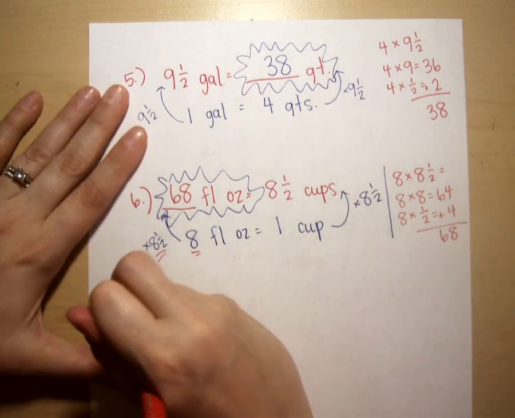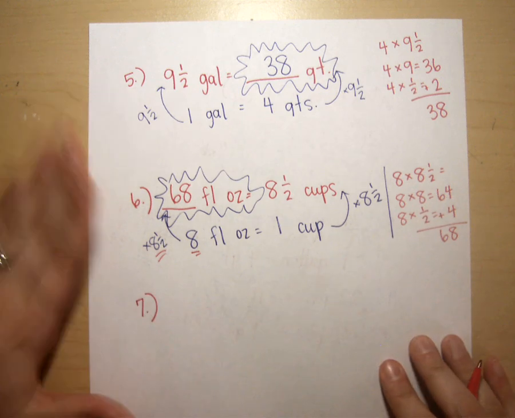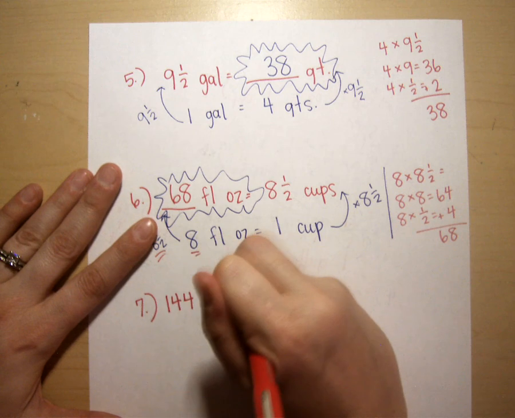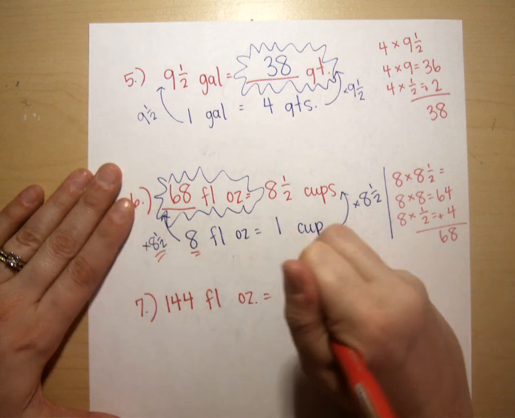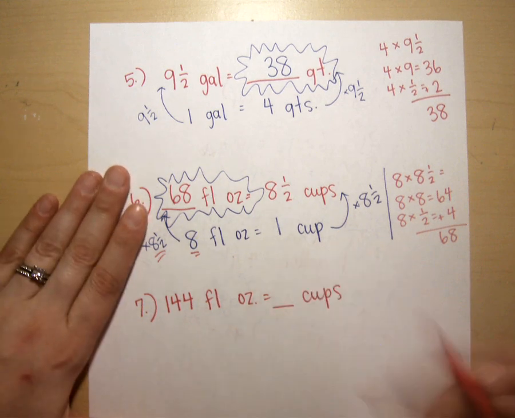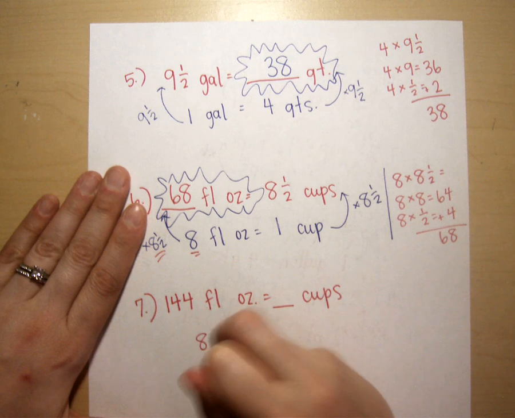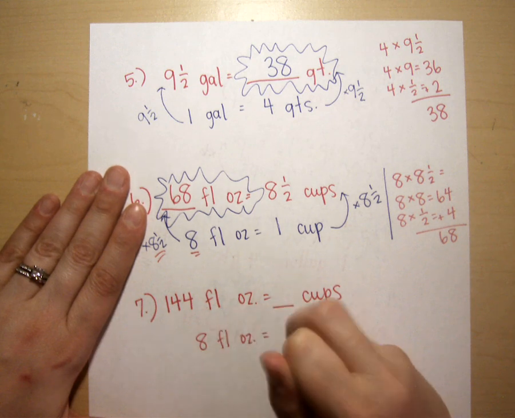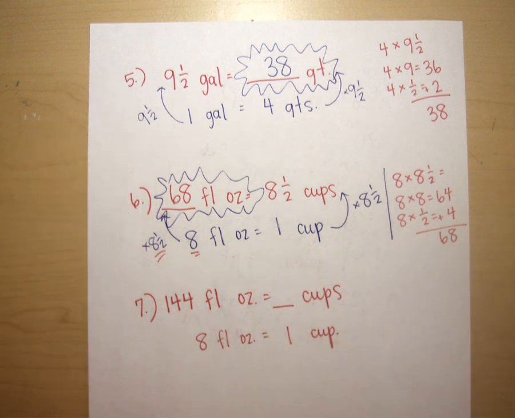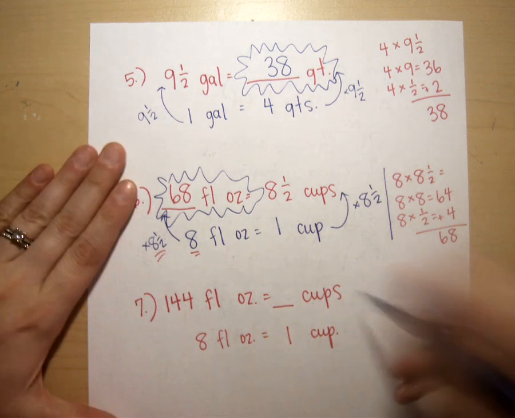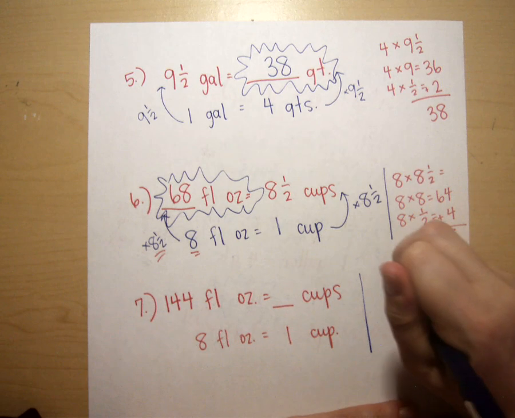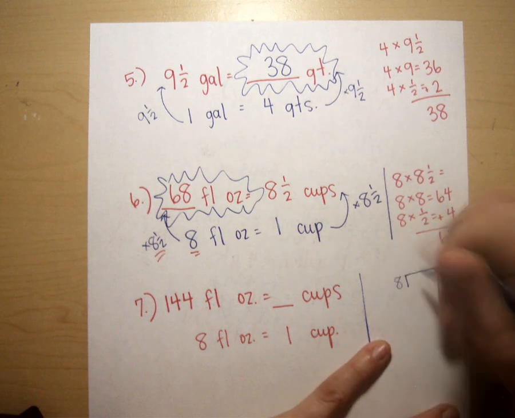Number 7, 144 fluid ounces equals how many cups? So for this one, we know that 8 fluid ounces equals 1 cup. And then this is where we're going to have to do a little bit of thinking here to figure out, well, how many times would I have to have 8 to get 144? So I'm going to do 8 divided into 144.